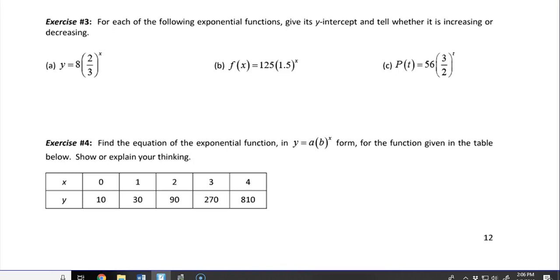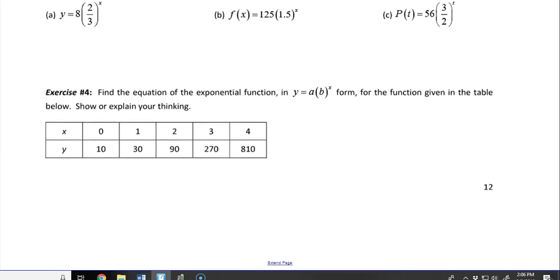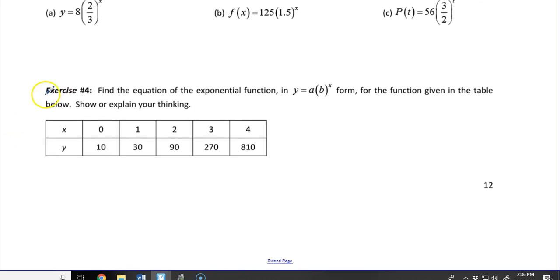So we're going to skip number 3 for now and focus on number 4. So I want to find a function based on the table. So kind of go in the reverse direction. We don't know the values of a and b, but we do know their behavior.